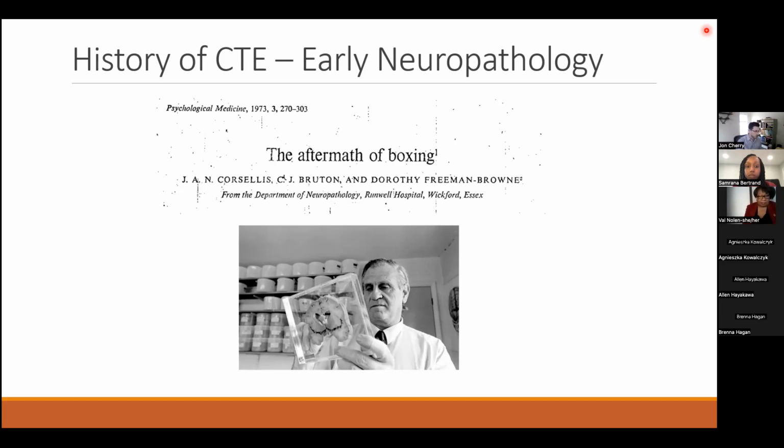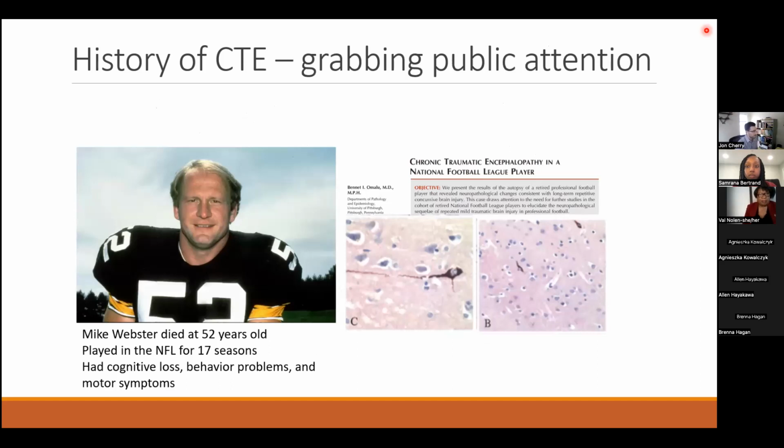But that really all changed in the early 2000s with the case of Mike Webster. Mike was an American football player, played in the NFL, and passed away at the age of 52. He played for 17 seasons, so he played a significant amount of time in football. He had very significant impairments: cognitive loss, behavior problems, motor symptoms. And when he passed away, his brain was examined by Dr. Bennet Omalu, who found that he had CTE.